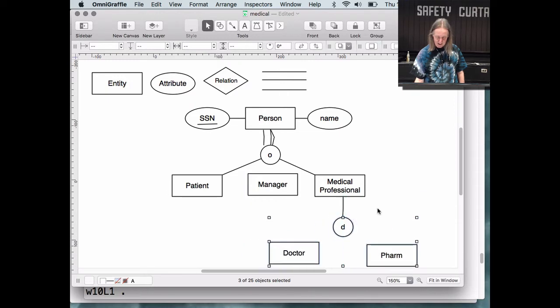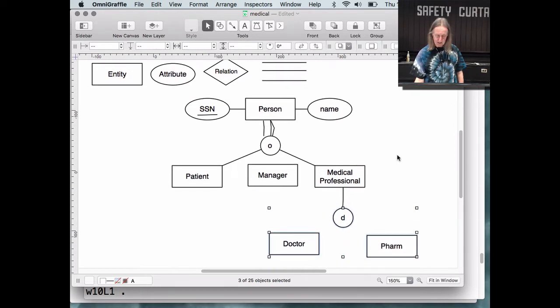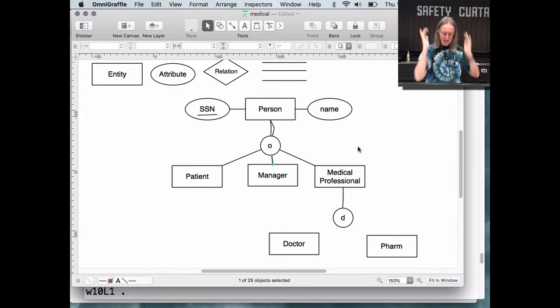Gotcha. Alright, so we can go there. Yeah, so a manager is another type of person, neither a medical professional, can be a patient though. Oh no, a manager can't be a medical professional. Well, maybe they could be. Interesting one. What to do then?